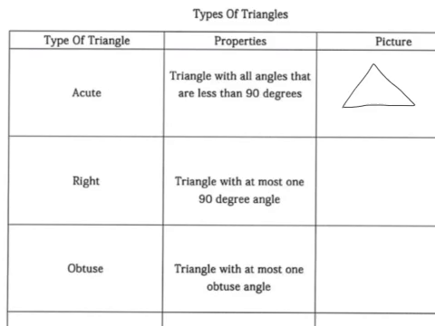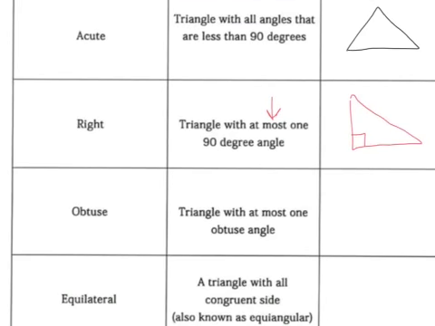The next one is a right triangle. So we typically have a right angle in the bottom left corner. We're going to put that little square. That means it's a right triangle. So with at most one 90-degree angle. The reason this says at most is because you can't have more than one 90-degree angle. There's not enough degrees to be split up.